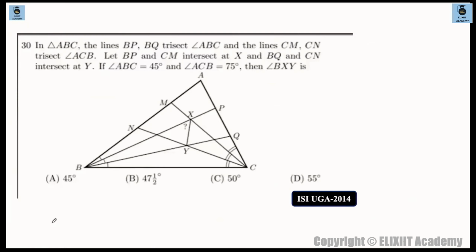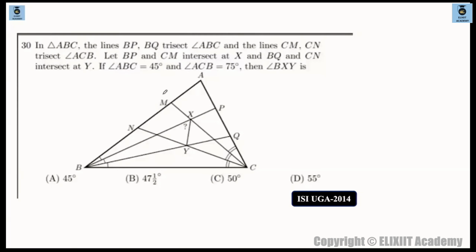In triangle ABC the lines BP BQ trisect angle ABC and the lines CM, अच्छा, CM and CN trisect angle ACB. Okay. Let BP and CM intersect at X and BQ and CN intersect at Y. If angle ABC is 45 degrees and ACB is 75 degrees, we have to find the value of BXY.